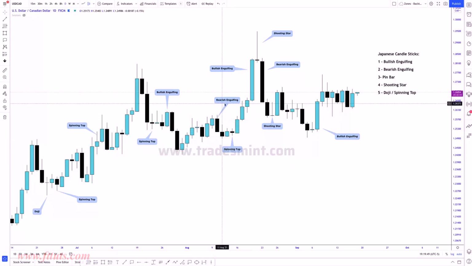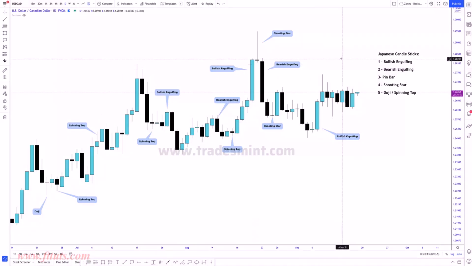Another example of a bullish engulfing would be right here. You see this candle is obviously very, very bullish, and it engulfed the previous candle. Another example here is this bullish engulfing. Again, nowhere near as big as these two, but it still engulfed the previous candle. Even this candle right here, even though it's not that big, is still a bullish engulfing because it engulfed the previous candle.